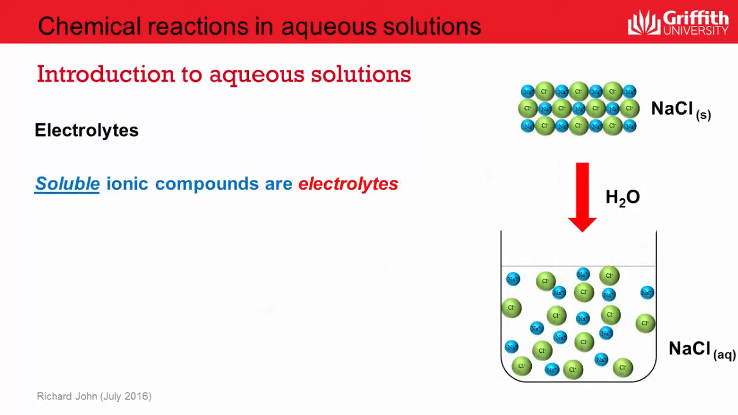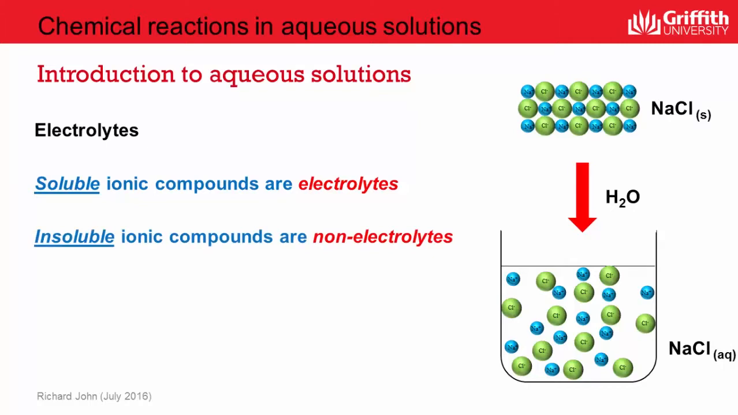So it turns out that any soluble ionic compound will dissolve in water to form freely mobile ions and will form electrolytes. It's fairly obvious, therefore, that any insoluble compounds, compounds that do not dissolve in water, are non-electrolytes. They're not going to produce the freely mobile anions and cations that are responsible for carrying the charge in electrical circuits.